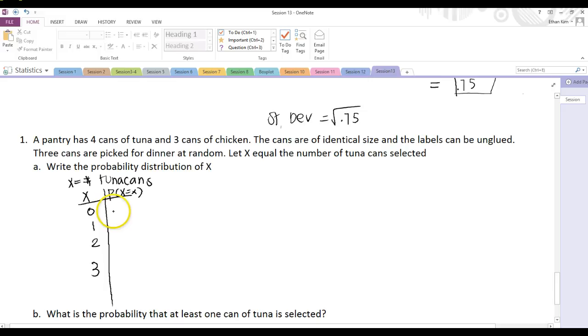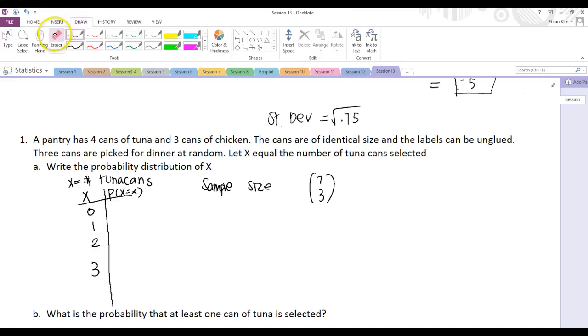Well, we have to look at the sample size first. So sample size, in total we have 7 cans, and we're just picking out 3. So that's going to be 7 choose 3. Correct? So you might actually need more space than this.